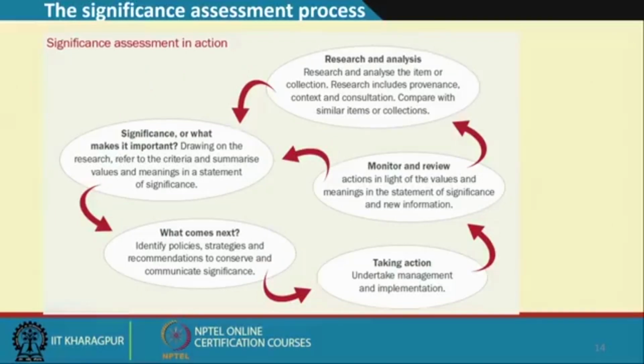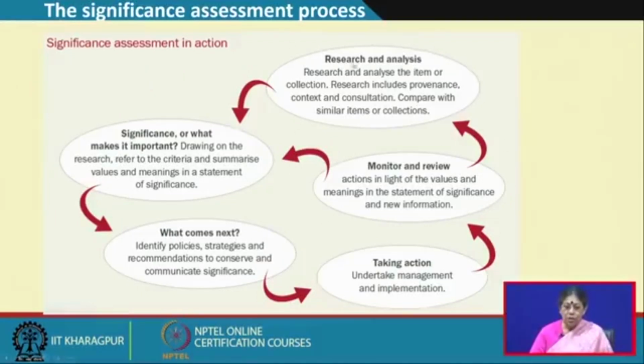Now, if you see the process and try to sum up, what are the different stages? So, the first stage, as we can see in this process, is research and analysis. The item or collection, as we have seen, can be a single object. Research includes provenance, context and consultation, and comparison with similar items or collections. This research and analysis leads to the significance, or what makes it important. Drawing on the research, refer to the criteria and summarize the values and meanings in a statement of significance.